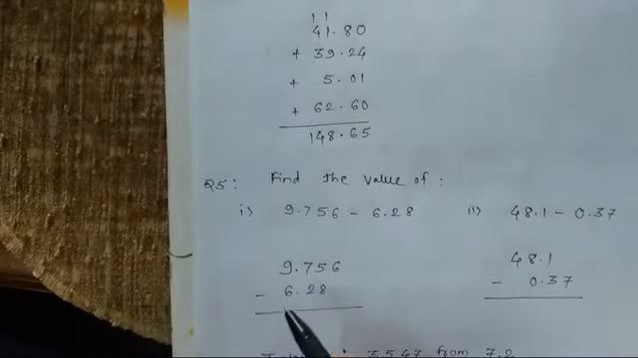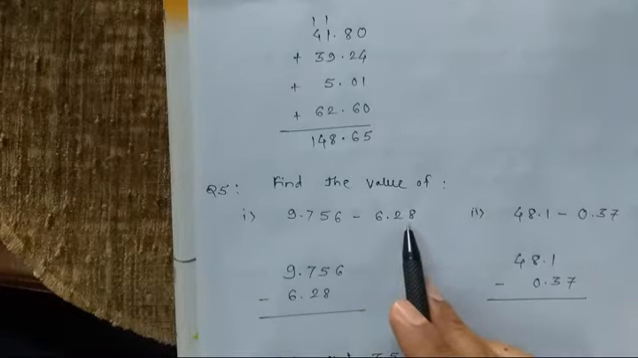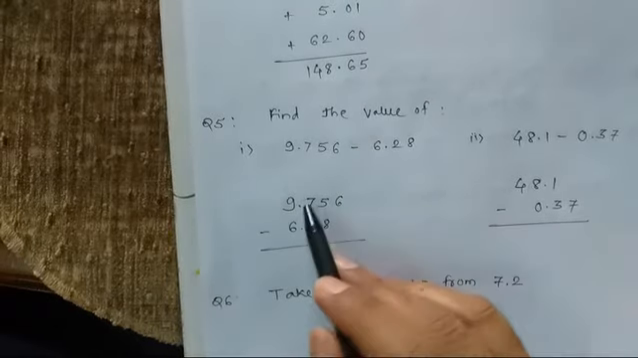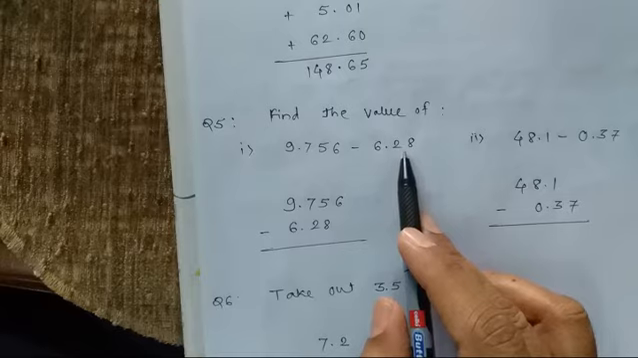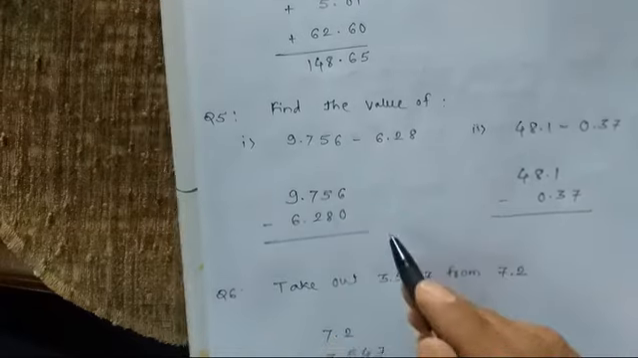In question number 5, we have to find the value of 9.756 minus 6.28. Means we have to find the difference of these two decimals. So let's write them in column like this. Since here there are 3 decimal places and in this number there are 2 decimal places, let's convert them into like decimals first and then subtract.